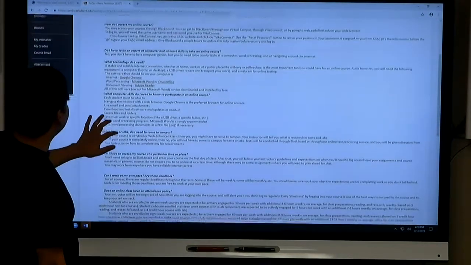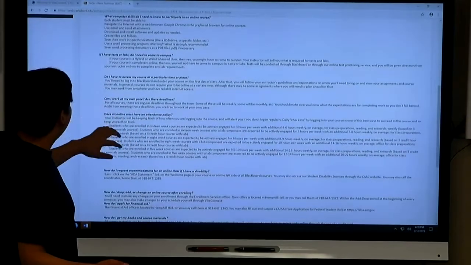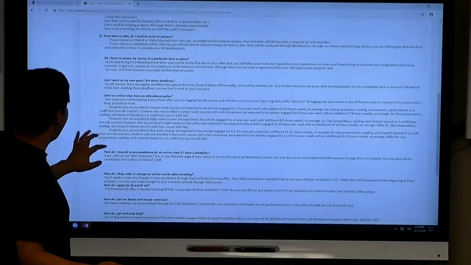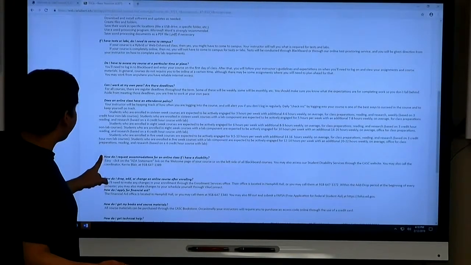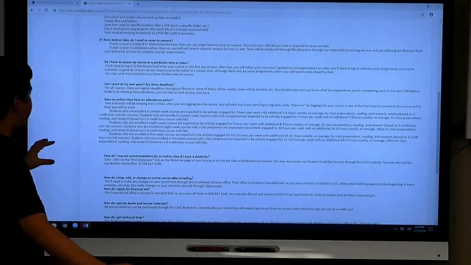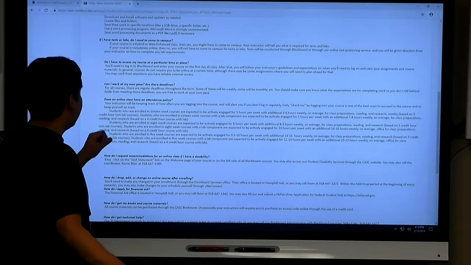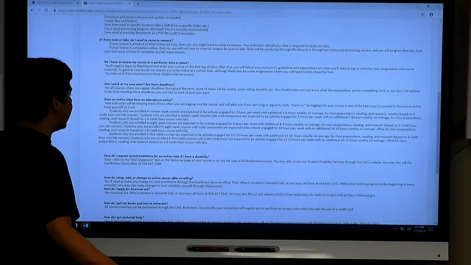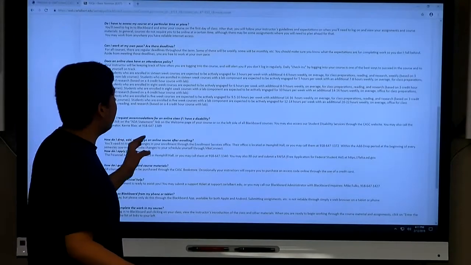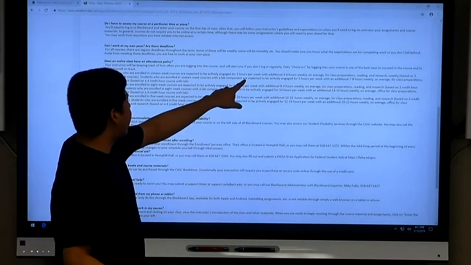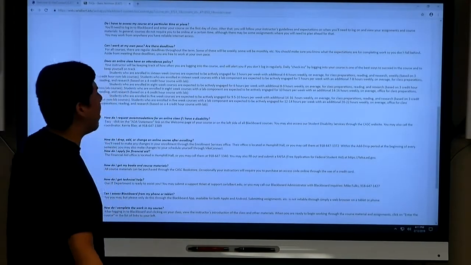Well, this is information, questions about the online class. This right here is important. It says, does any online class have an attendance policy? It says students who are enrolled in 16-week courses are expected to be actively engaged for 3 hours per week with additional 4 to 6 hours weekly on average.